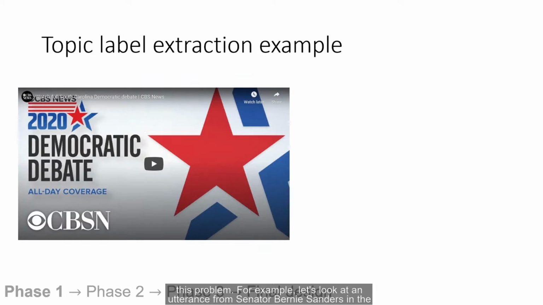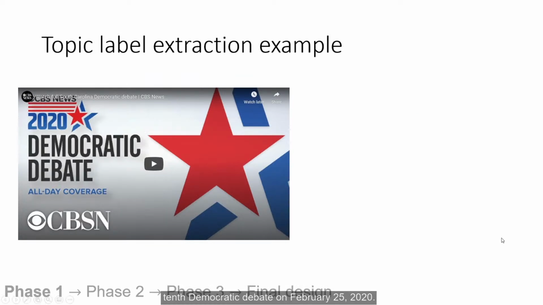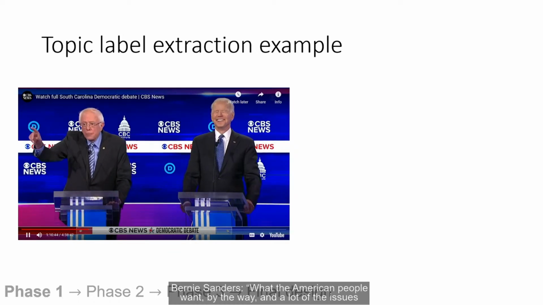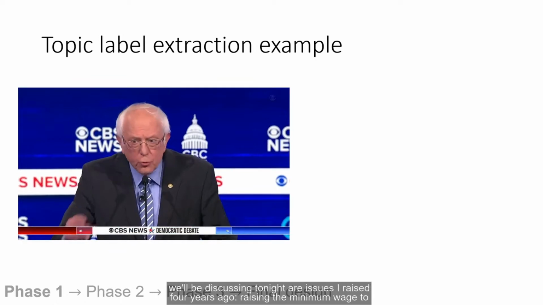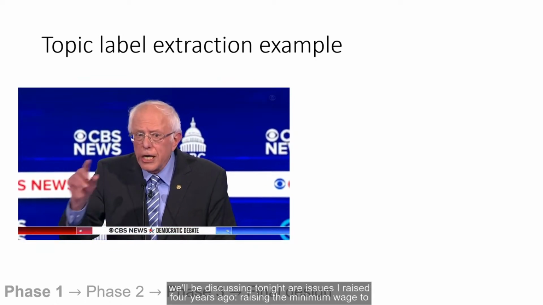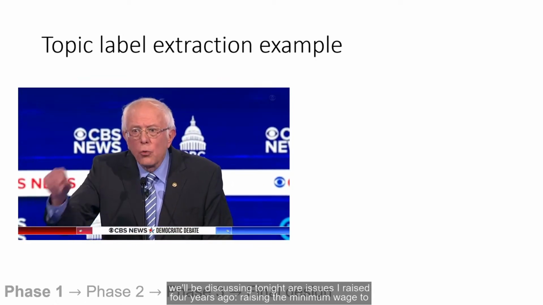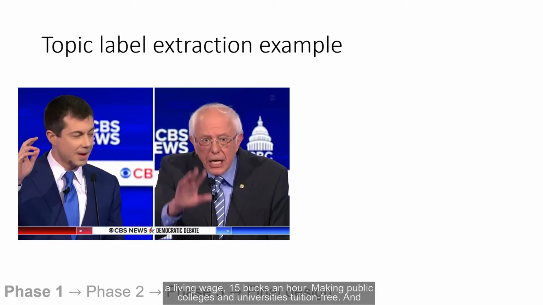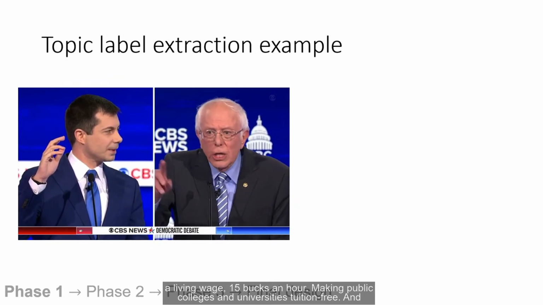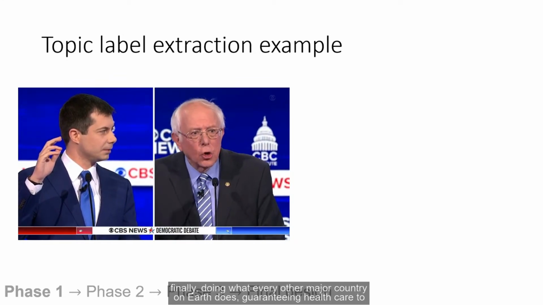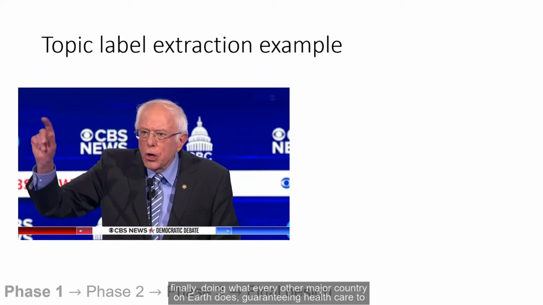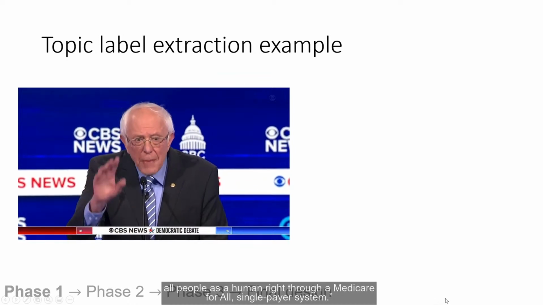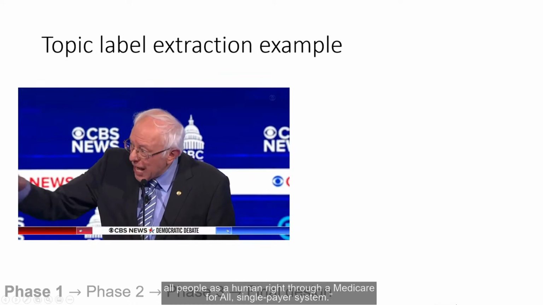For example, let's look at an utterance from Senator Bernie Sanders in the 10th Democratic debate on February 25th, 2020. "What the American people want, by the way, and a lot of the issues we'll be discussing tonight are issues I raised 4 years ago. Raising the minimum wage to a living wage, $15 an hour, making public colleges and universities tuition free, and finally doing what every other major country on earth does, guaranteeing health care to all people as a human right through a Medicare for all single-payer system."